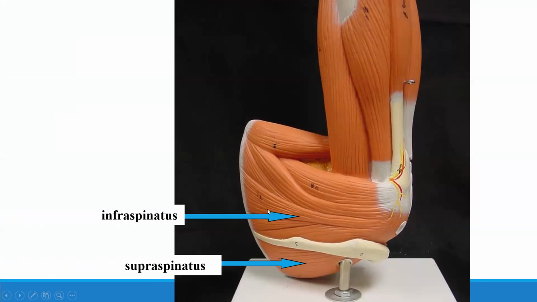Infraspinatus, below the spine of the scapula. Supraspinatus, above the spine of the scapula. This third one is the teres minor, right there. Those are the three rotator cuff muscles on the posterior surface of the shoulder. The subscapularis is on the other side of the scapula in the subscapular fossa.